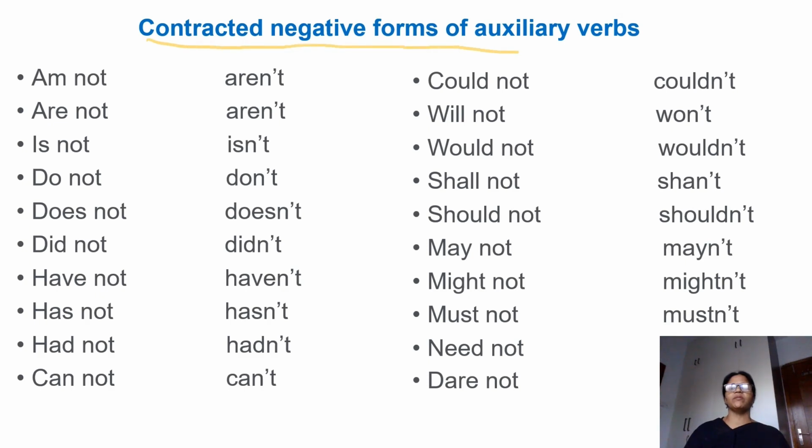Contracted negative forms of auxiliary verbs. Am not, contraction is aren't. Am not, it's not amn't. Am not, contraction is aren't. Are not, also aren't. Is not, contraction isn't.